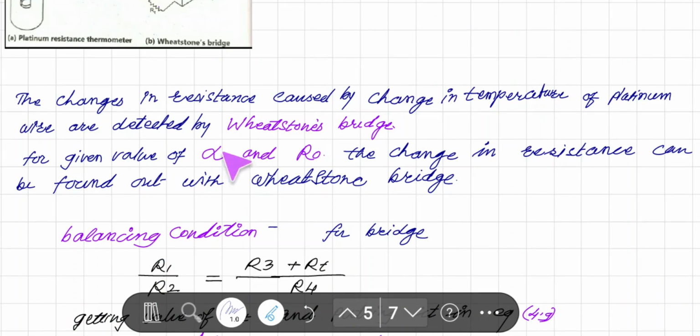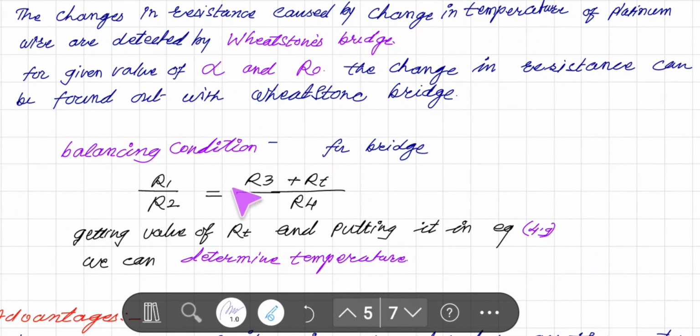Now using this Wheatstone bridge, for given values of alpha and R0, where alpha is the temperature coefficient that we know and R0 is the resistance at 0 degrees Celsius, the change in resistance can be found out with the help of the Wheatstone bridge. We know the balancing condition from the bridge is R1 upon R2 equals R3 plus RT upon R4, so the platinum resistance element is connected in this arm and that is why its resistance is R3 plus RT.